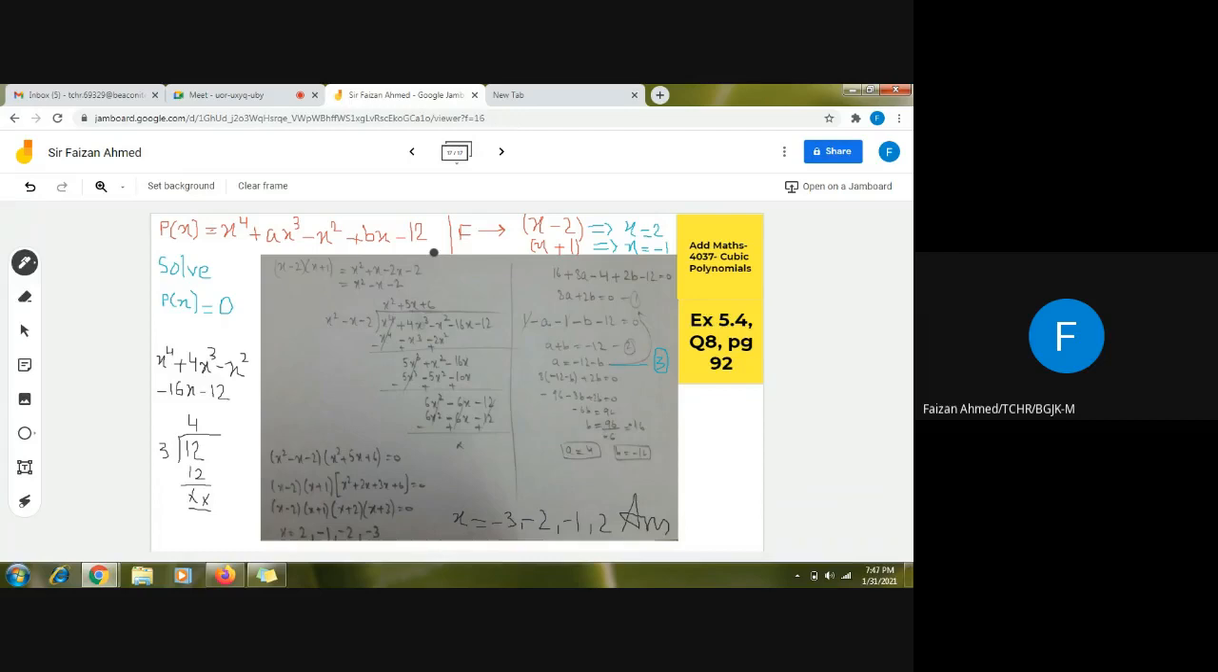And after finding out the factors, I saw that the two factors are quadratic, so I broke them further by using the middle term breaking method. And when the factors were linear, I just equated them one by one to 0 to get the value of x.